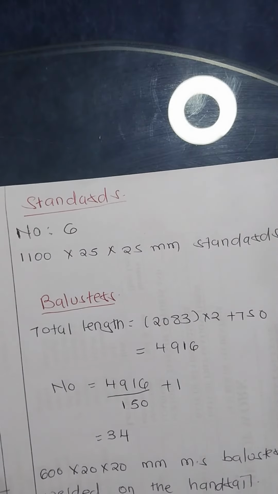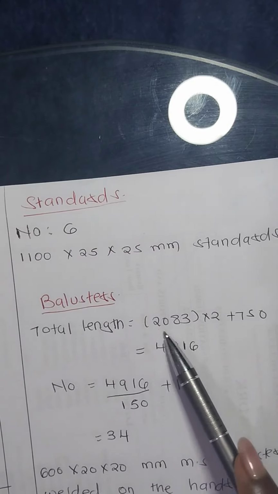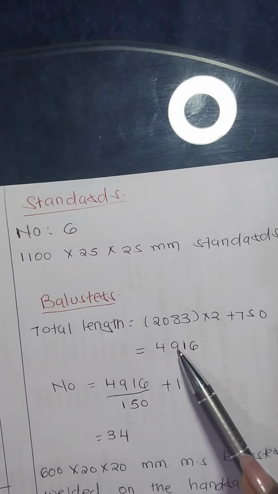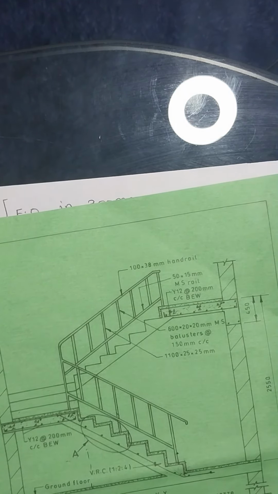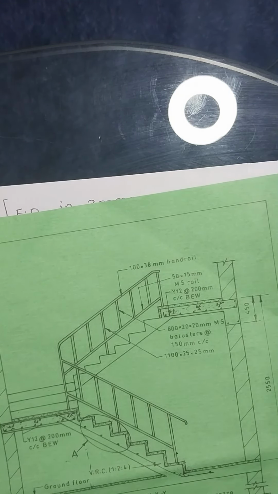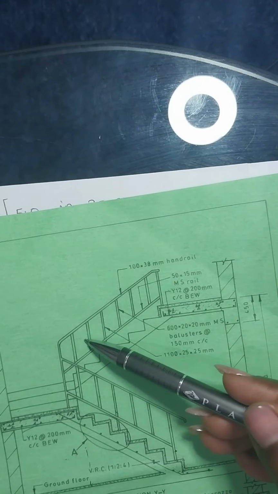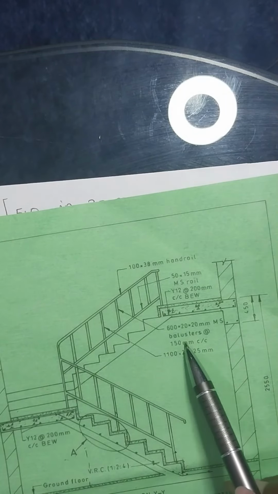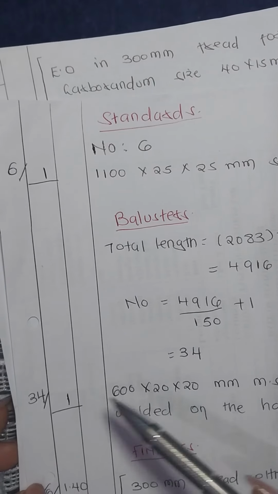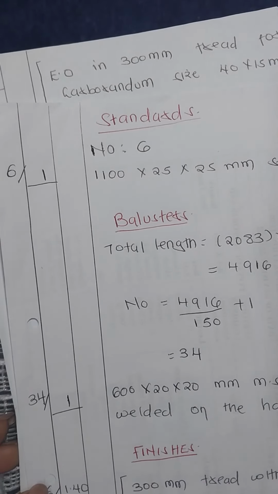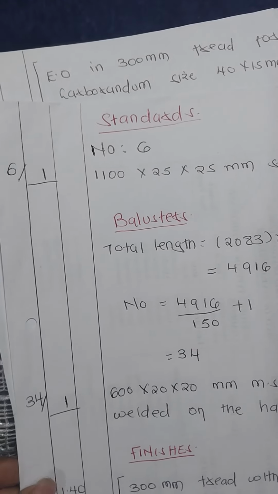Now let's go to the balusters. We need to find the total length because the balusters are running along the handrail. So we add 2083 by 2 plus 750, that is 4916, and then we install them spaced at 150 millimeters. These are the balusters. So they are spaced at 150 center to center. We find the number: the total length divided by the spacing plus 1, that gives us 34. So we have 134, 600 by 20 by 20 millimeters MS mild steel balusters welded on the handrail.